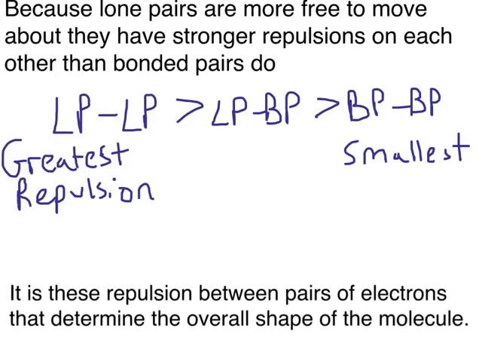But seriously, because the lone pairs are more free to move about, they have stronger repulsions on each other than bonded pairs do. In actuality, lone pair to lone pair repulsions are the greatest type of repulsion you will find in a molecule. Lone pair to bonded pair repulsions are the second greatest, and bonded pair to bonded pair have the smallest repulsion towards each other. It is these repulsions between the pairs of electrons that determine the overall shape of the molecule.